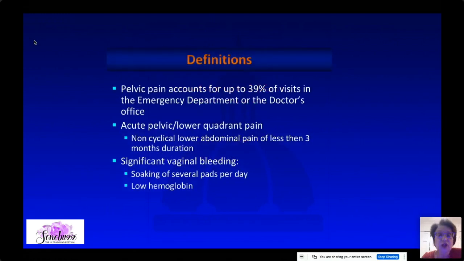So first of all, let's start with a few definitions. Pelvic pain is really common. It accounts for about 39% of visits, either in the emergency department or in a doctor's office. And the definition of acute pelvic or lower quadrant pain is non-cyclical lower abdominal pain of less than 3 months duration. And we won't talk so much about vaginal bleeding because we'll focus on pelvic pain. And most of the cases I'm going to show you happen in women of reproductive age.